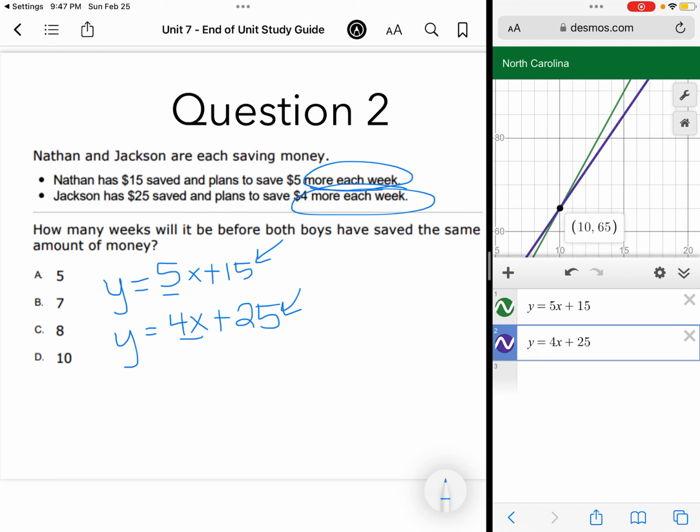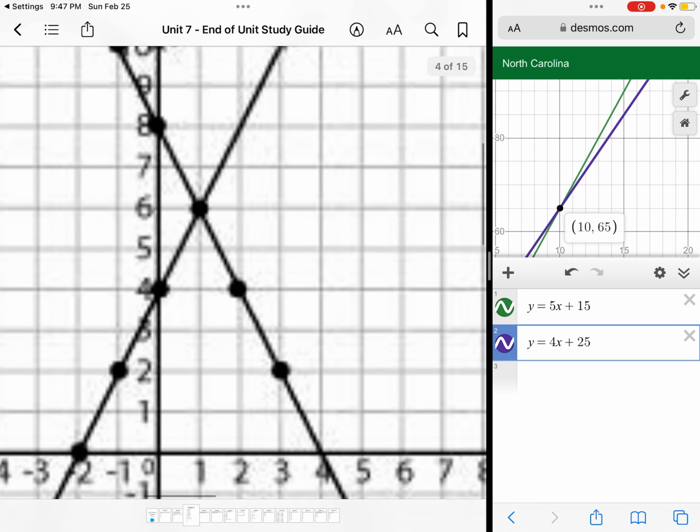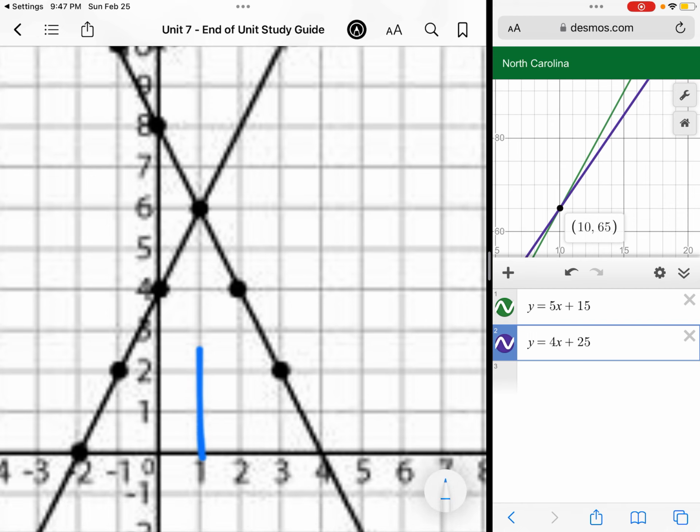I've got 10, 65. So 10 represents the number of weeks that it'll take for them to have the same amount of money, and $65 will be what they have. So 10 weeks. All right, this one, they want to know what's the solution. So I just have to find where the 2 lines intersect. So that's 1, 6.